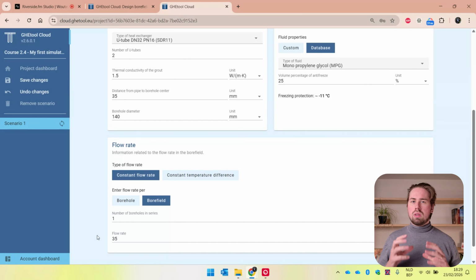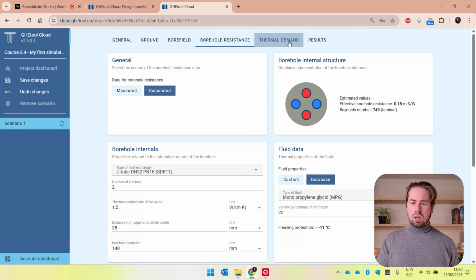So therefore, it's a good practice to work with a flow rate for the entire bore field, so that when you change the number of boreholes later, your flow rate is not messed up. So that's why we're working now with 35 liters per second for the entire bore field. And later on in this course, we will talk about how you can actually calculate this, but also how GHEtool can calculate it for you. But that's for later.